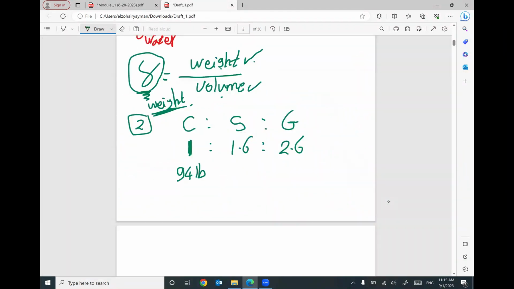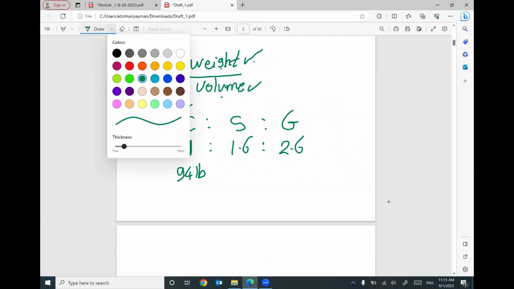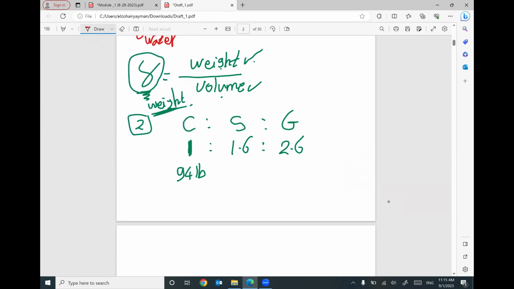Do you know how much weight of sand I need? Do you know how much weight of gravel I'm going to use? Any help? Let's start with sand. Can anybody tell me how much weight of sand you need to add to this concrete mix if you are using one bag or one sack of cement?